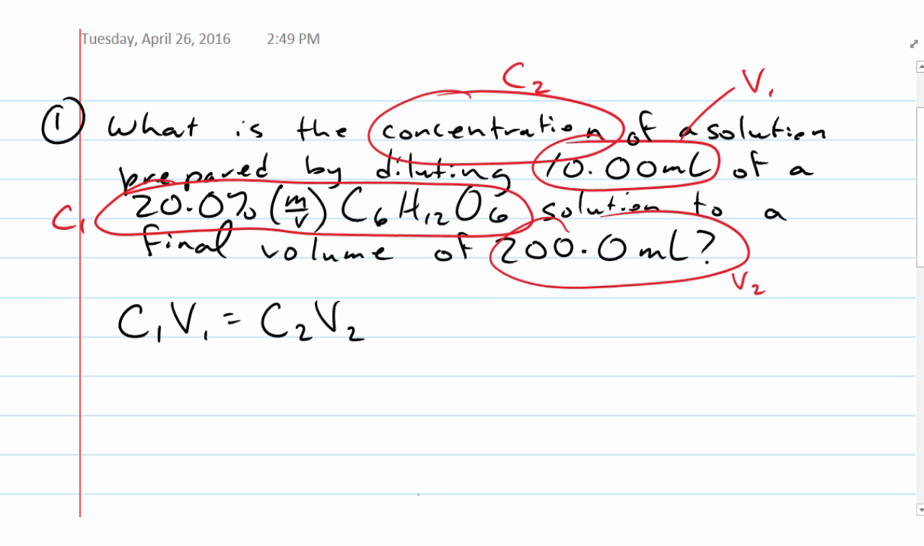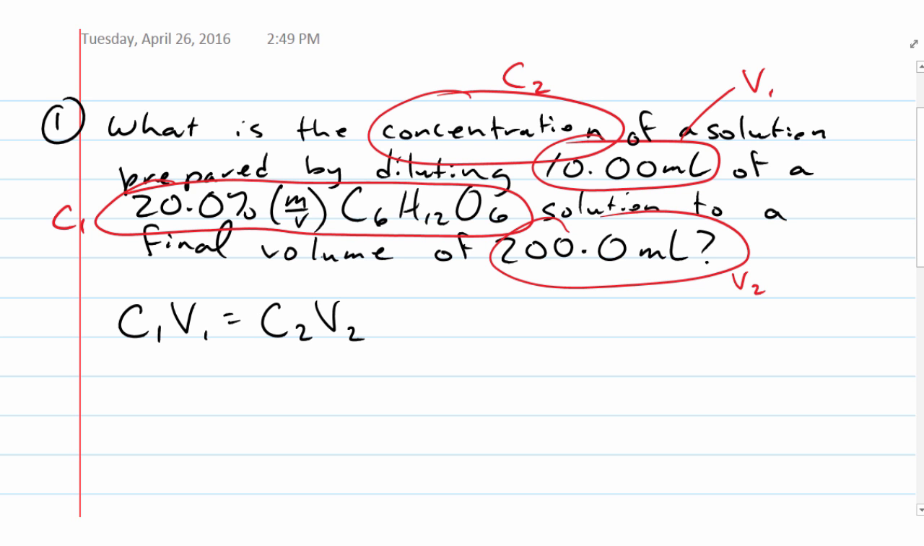Now, before you start assigning things, if you're totally unsure, you need to remember these things. First of all, when you dilute something, you start with a large concentration, and you wind up with a small concentration. The volume starts really small and winds up big. Because again, if you dilute it, you're adding water.